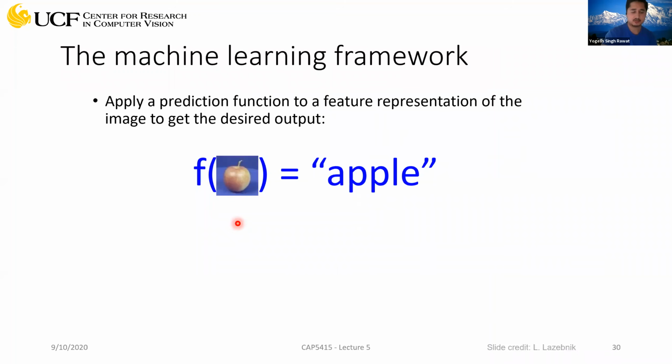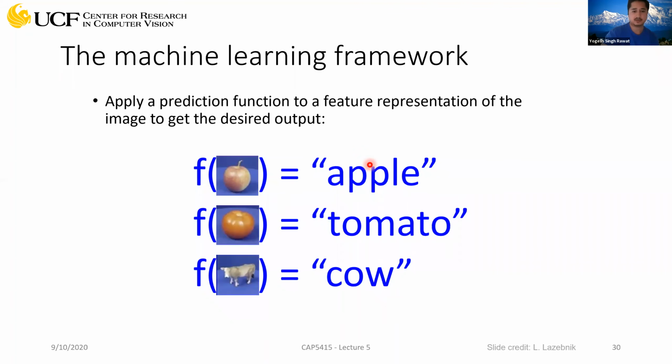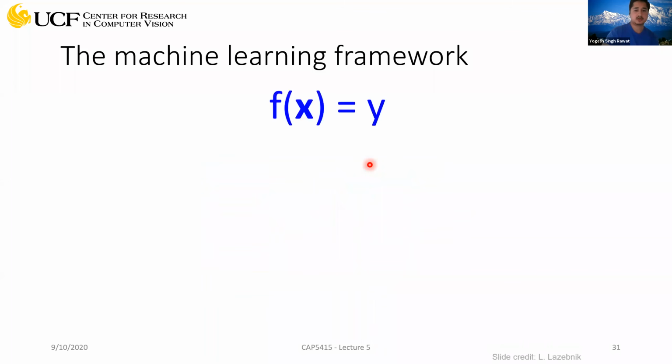Let's say you are giving as input the features of this image, apple, or it can be this image itself. What this function has to do is predict whether an apple is present or not. Same for tomato and same for a cow. So this will be the input, that will be the output, and this is the machine learning framework which we are going to figure out how to train. So image features, the prediction function, we also call this a classifier if we are doing image classification. And that's the output label.